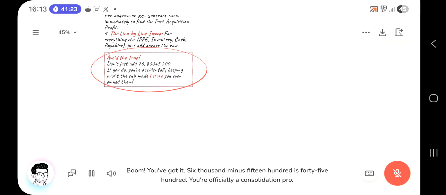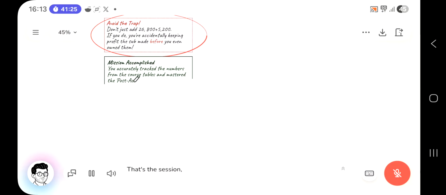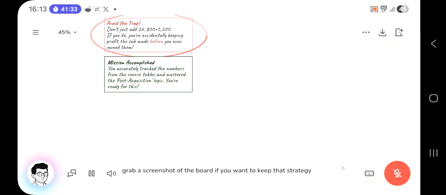That's the session, RMJ. You crushed those calculations. Feel free to grab a screenshot of the board if you want to keep that strategy list for your homework. Is there anything else on this homework or any other financial accounting topic you want to tackle while we're on a roll?